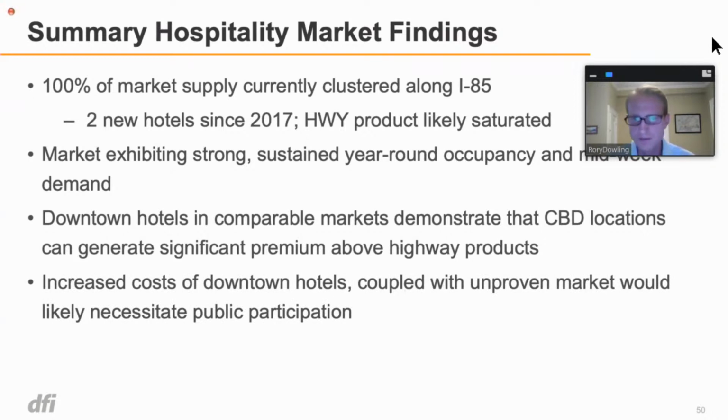But the increased cost of downtown hotels, coupled with what we're seeing in the improving market, would likely necessitate public participation. So I don't want to send a message that a developer is going to look at these indicators and say, okay, we're in, we can do a hotel downtown. There would be a first mover challenge, and anyone looking to take that risk in order to generate that premium in rate is likely going to request public participation.